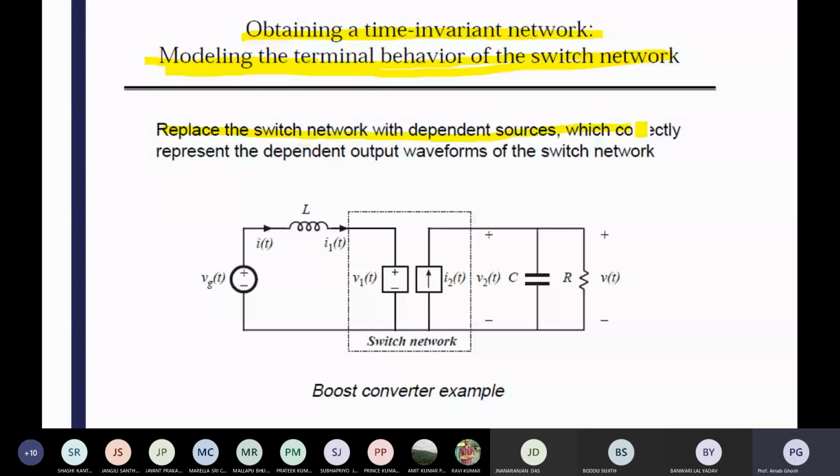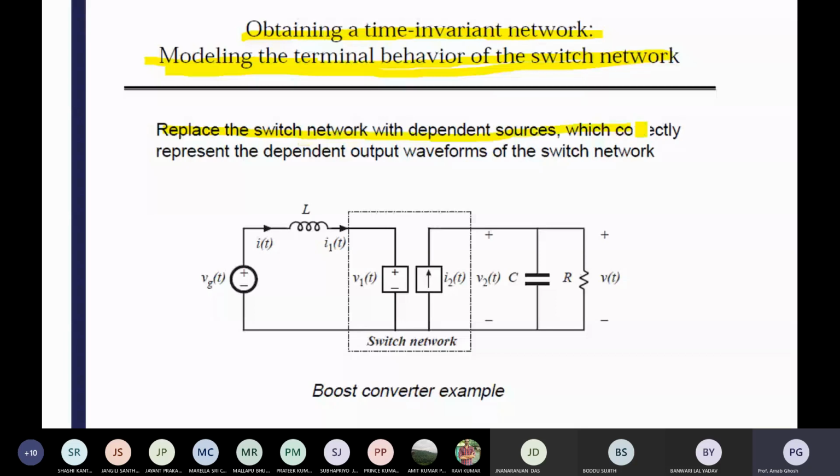Okay, time period of TS. Then you can calculate the value of IT. Okay, IT is your average with your time period TS. Then I1. Okay, then you are making that circuit configuration, the average circuit configuration for the switch network.